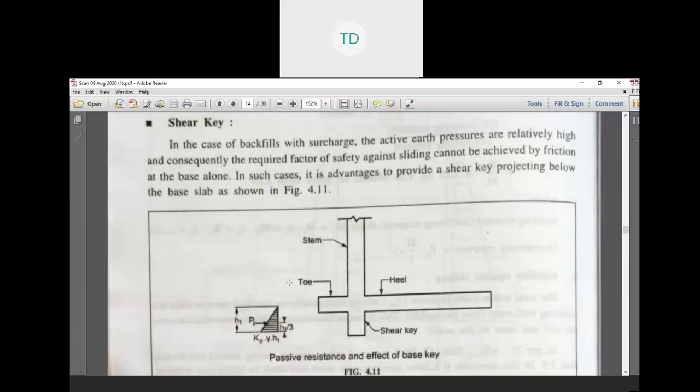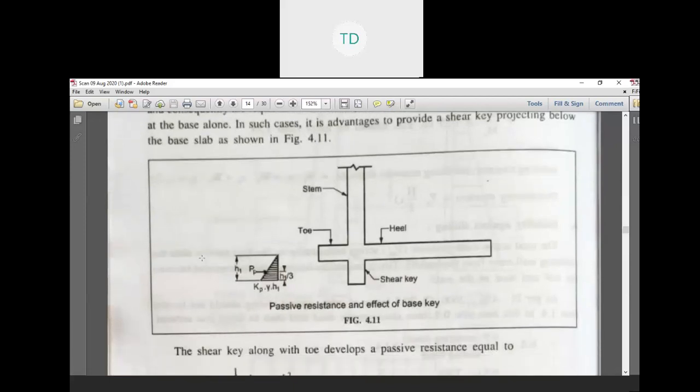In the case of backfill with surcharge, the active earth pressure is relatively high and consequently the required factor of safety against sliding cannot be achieved by friction at the base alone. In such a case, it is advantageous to provide a shear key projecting below the base slab, as shown in the figure below, which we saw. Stem, toe, heel, and shear key.